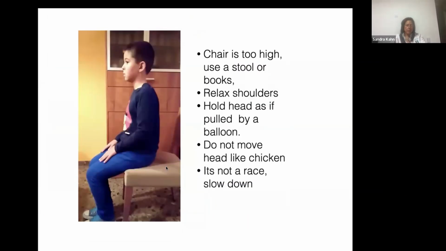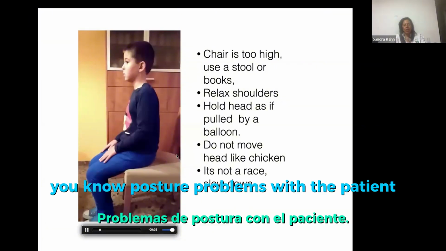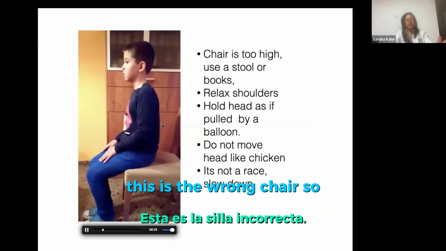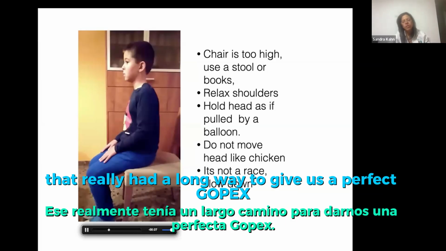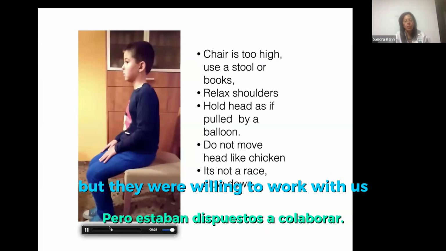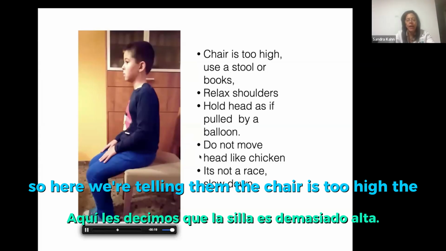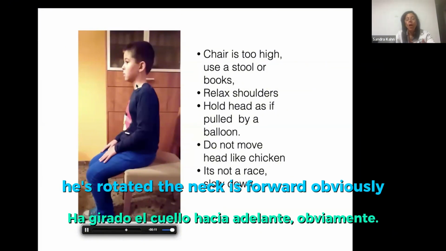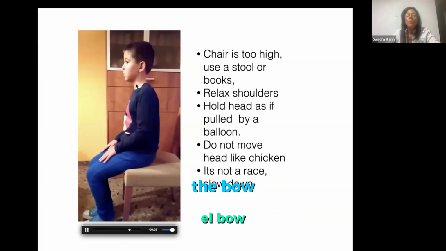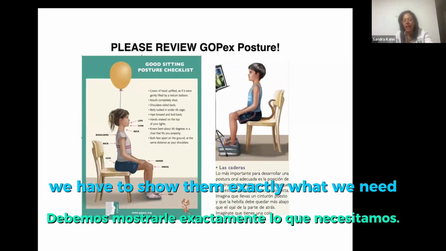Oh, sorry. We can see here that there are a lot of posture problems with the patient. This is the wrong chair. So this was a patient that really had a long way to go to give us a perfect GoPex, but they were willing to work with us. They were willing to understand this. So here we're telling them the chair is too high. We don't have a good angle. It's too soft. He's rotated. The neck is forward. Obviously, the patients that are going to wear the bow are the patients that already have dysfunction. So we have to work with them. We have to show them exactly what we need.